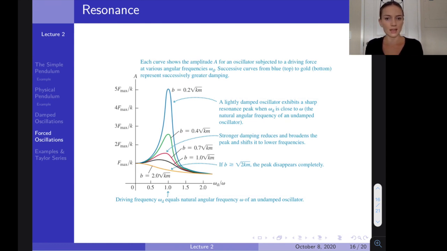This has happened in earthquakes where the buildings were built to have some natural angular frequency, and then the earthquake has that same frequency, and the buildings basically get this huge spike in amplitude in how they're oscillating, and they collapse. So we're not going to do much more with resonance than this, but it's good to just know what it is in case it pops up again.